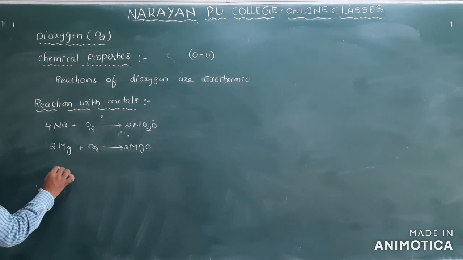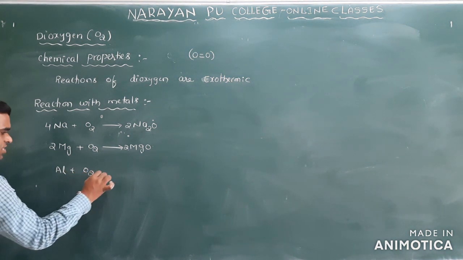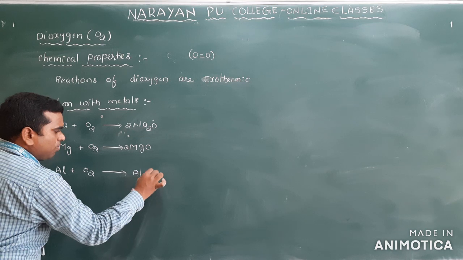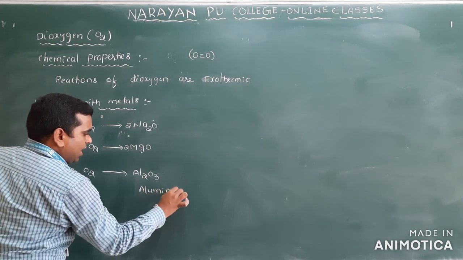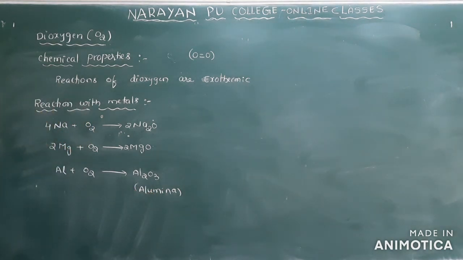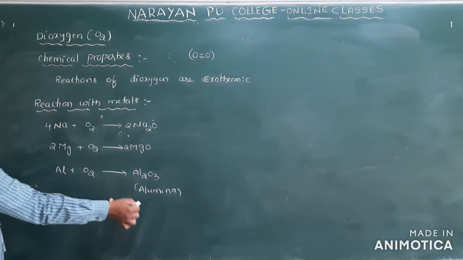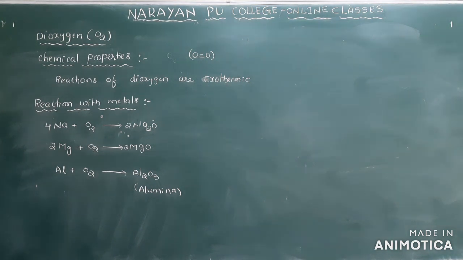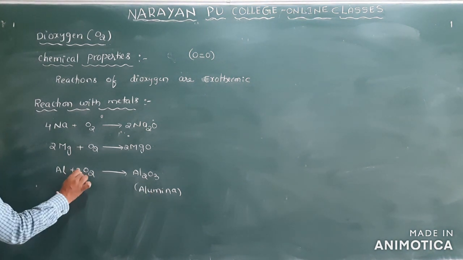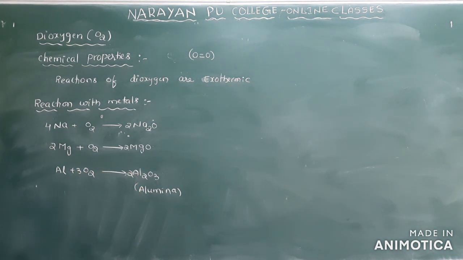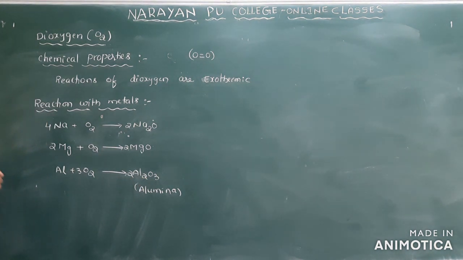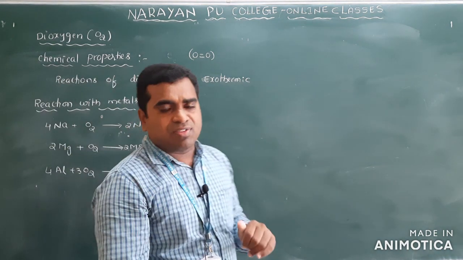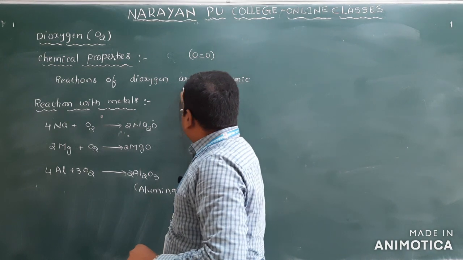In the same way, take aluminum plus oxygen, what will you get? Aluminum oxide, which can also be called aluminum trioxide, or alumina. Now balance: how many oxygens are there? 3. I will multiply this one by 3 and this one by 2, then the oxygens are balanced. Now how many aluminiums are there? 4. So multiply this one by 4. And this is about reaction with metals.